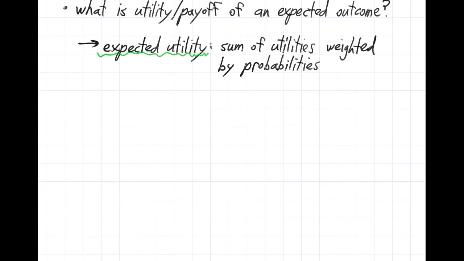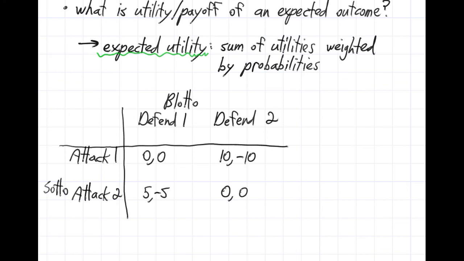So I'll draw the payoff matrix again. And let me throw in now the probabilities that we were talking about. Q was the probability that Blotto would defend City 1. So that's the probability of being in the left-hand column here, which means that 1 minus Q is the probability of defending City 2. For Sotto, the probability of attacking City 1 was P, and the probability of attacking City 2 then is 1 minus P. So that's all we need in order to figure out what the expected utilities are for the players. We've got the probabilities of the different choices, and we've got the utilities of the various outcomes. So let's work out what the expected utilities are for each of the players.